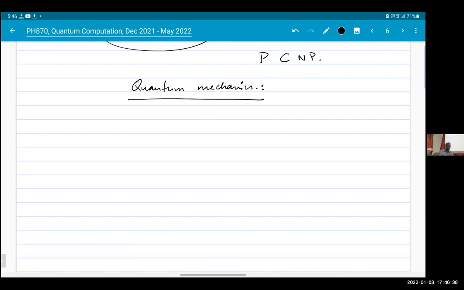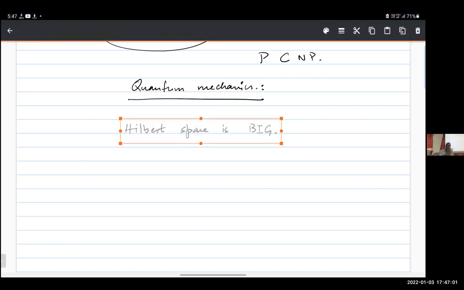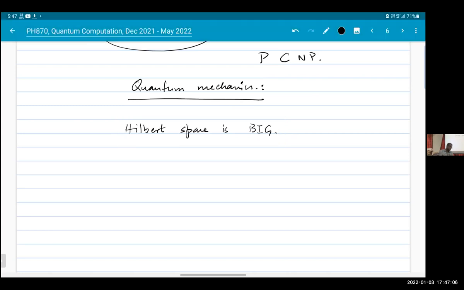But when it comes to quantum mechanics, we suddenly run into a big problem, which is the fact that Hilbert space is big. And what is the meaning of this statement? What is Hilbert space? Hilbert space is basically where all the quantum states live. So in quantum mechanics, we describe the state of a system as an element of a vector space.